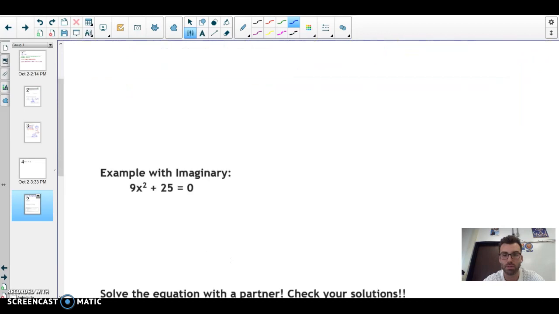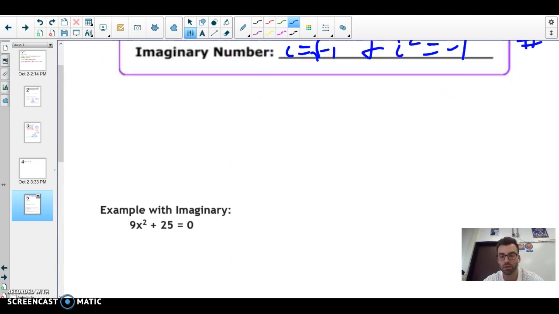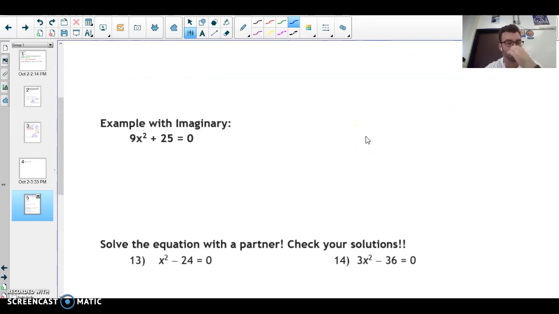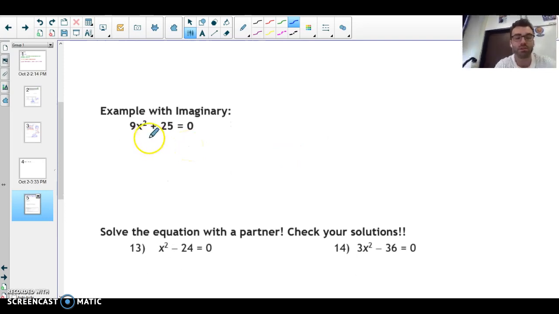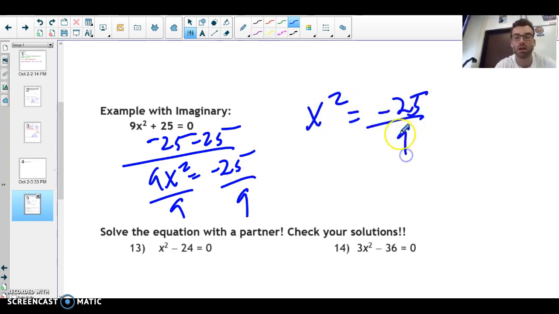Let's try one. What are you talking about? I'll tell you what I'm talking about. Feel free always to go back and rewind, rewatch this video if you want to. Okay, here we go. Let's try this one: 9x squared plus 25 equals 0. My first step, remember, is to isolate the x squared. So I'm going to subtract 25 to get 9x squared equals negative 25. I want to divide by 9 to get x squared equals negative 25 over 9.